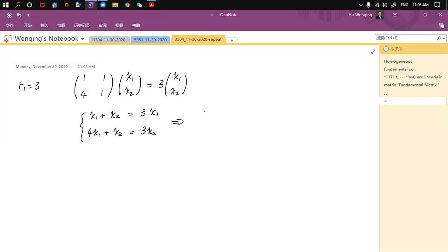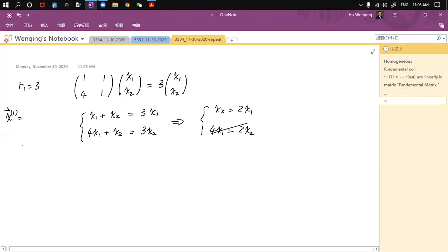So that's going to give you x2 is equal to 2 times x1, and this one just says that 4 times x1 is 2 times x2, which is the same thing as this first equation. So that means the first eigenvector, let me call it x1, is going to be taken as (1, 2).